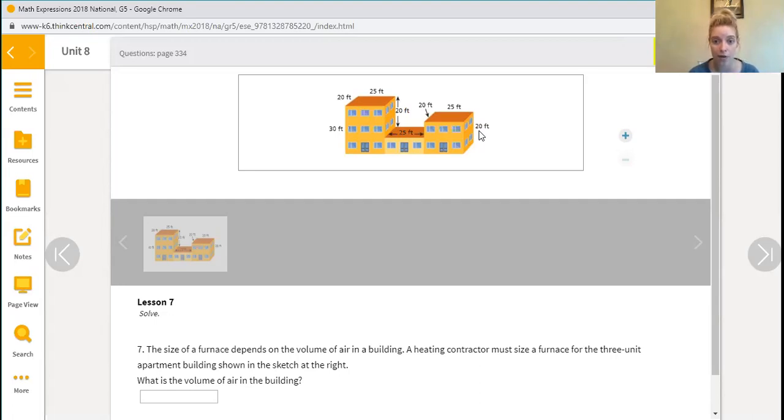So I have the volume of the first prism is 15,000. The volume of the second prism is 5,000. And the volume of the third prism is 10,000. Which makes sense. We know that the one in the middle is the smallest. So now I need to add those volumes together. So my volume total is going to equal 15,000 plus 5,000 plus 10,000. And I'll give you a second to add those together on your own.